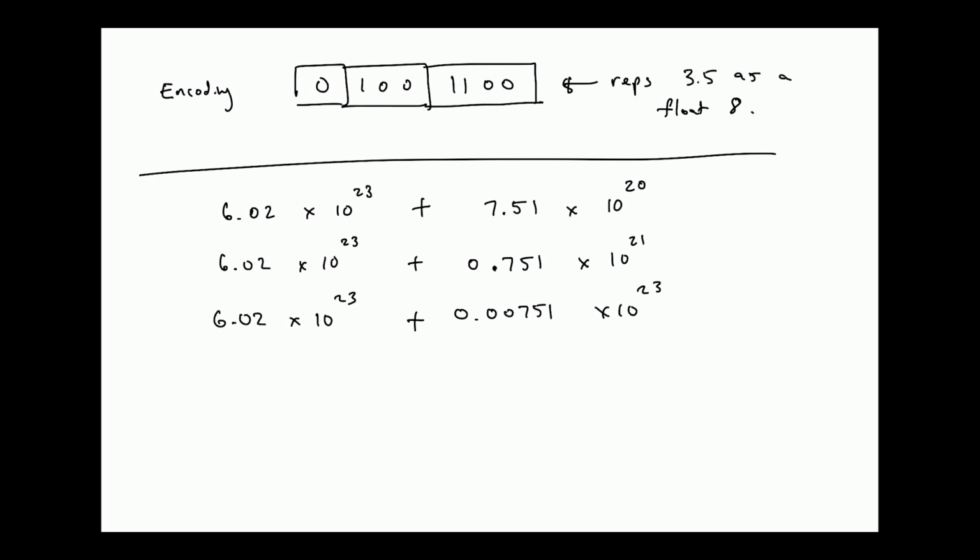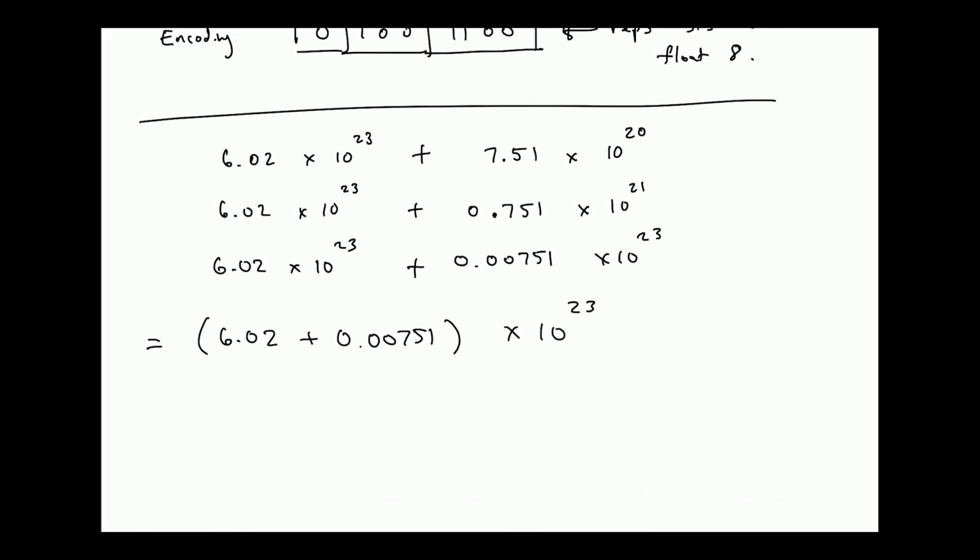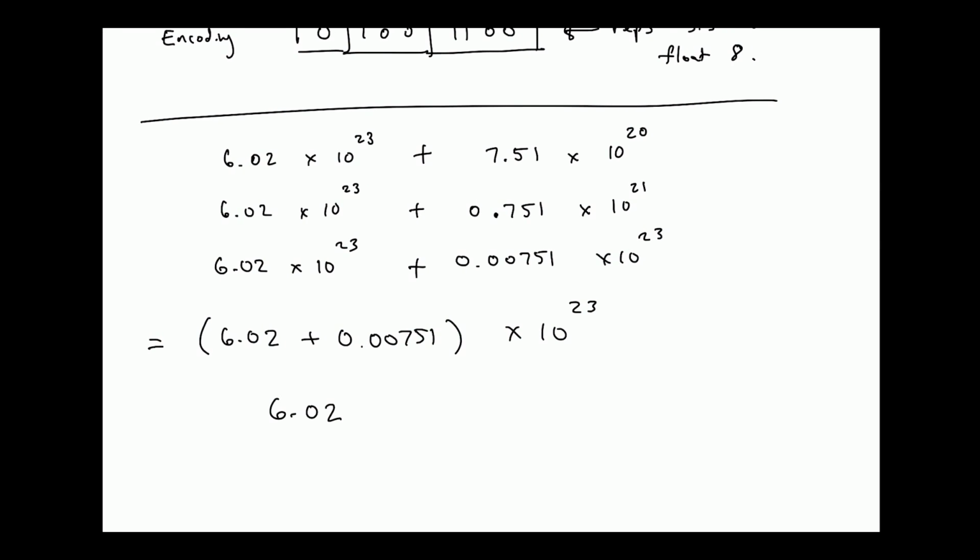Okay, so now why did I make it 23? Well, because I want it to match the other one. And the reason I want to match the other one is because then I get to do the following. Well, they both have a times 10 to the 23 attached to it, correct? So can I just factor that out? Yeah. And then I can just add the bit in the parentheses. And so what do I get there? And actually, no, we aren't going to get 13 because I'm a moron. What do I get here? Well, 6.02751 times 10 to the 23rd. And that's our sum.